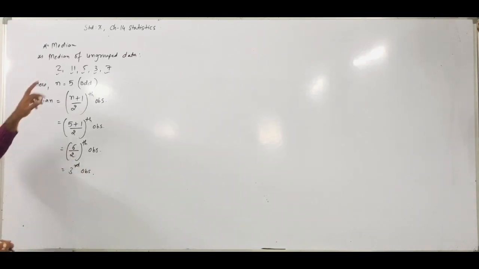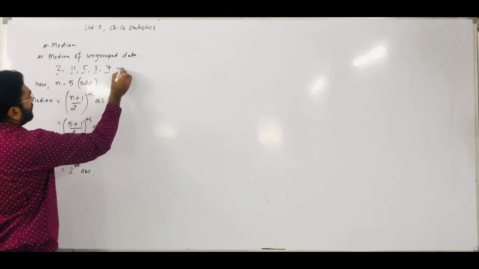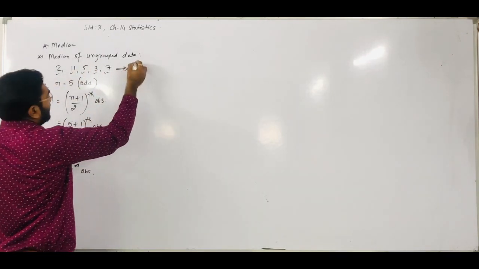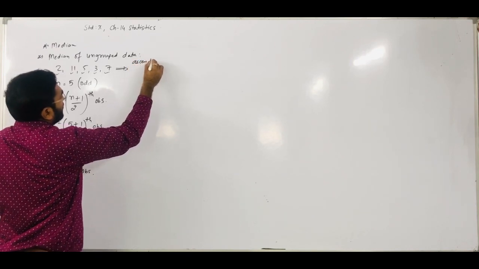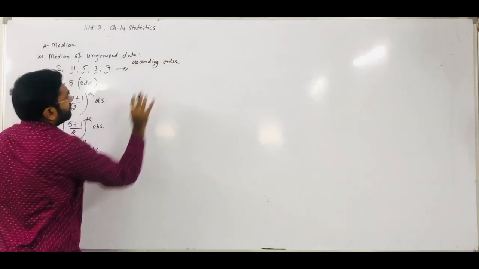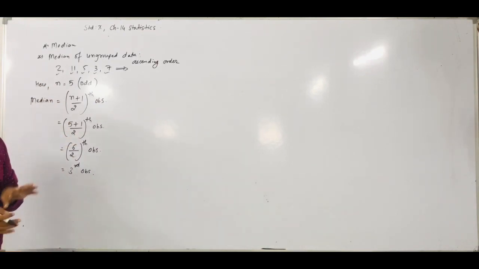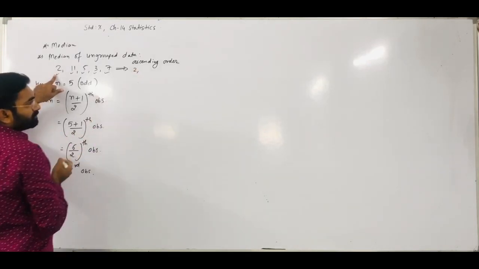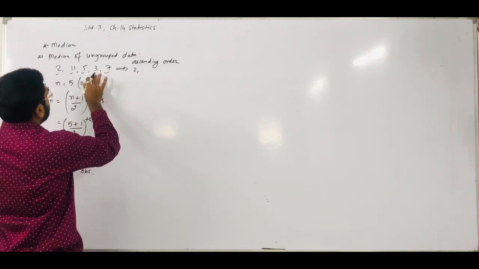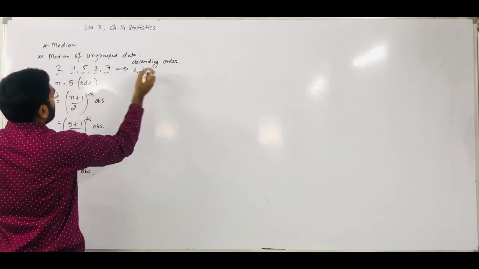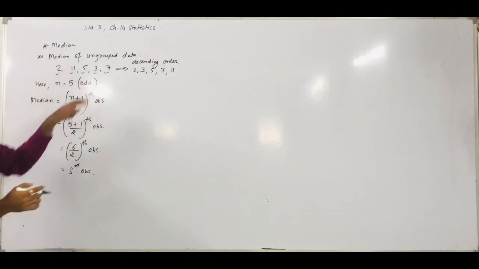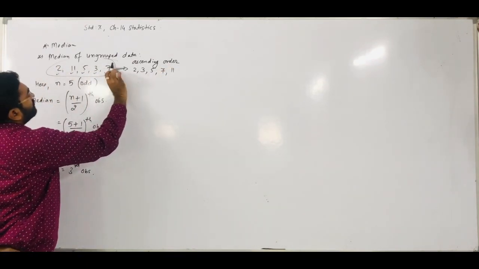But first of all, whatever observations are given, we have to arrange them in ascending order, or descending order, you can arrange either way. Here we take ascending order. Ascending order means first we write the smaller number: 2, then 3, then 5, then 7, and then 11.